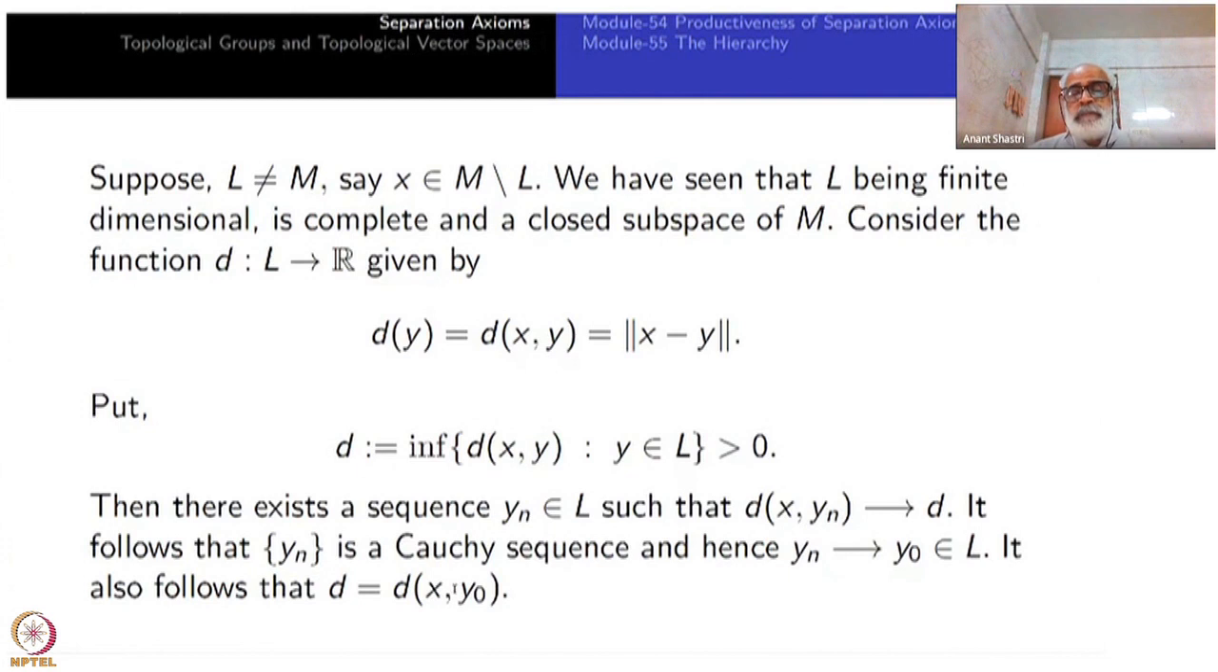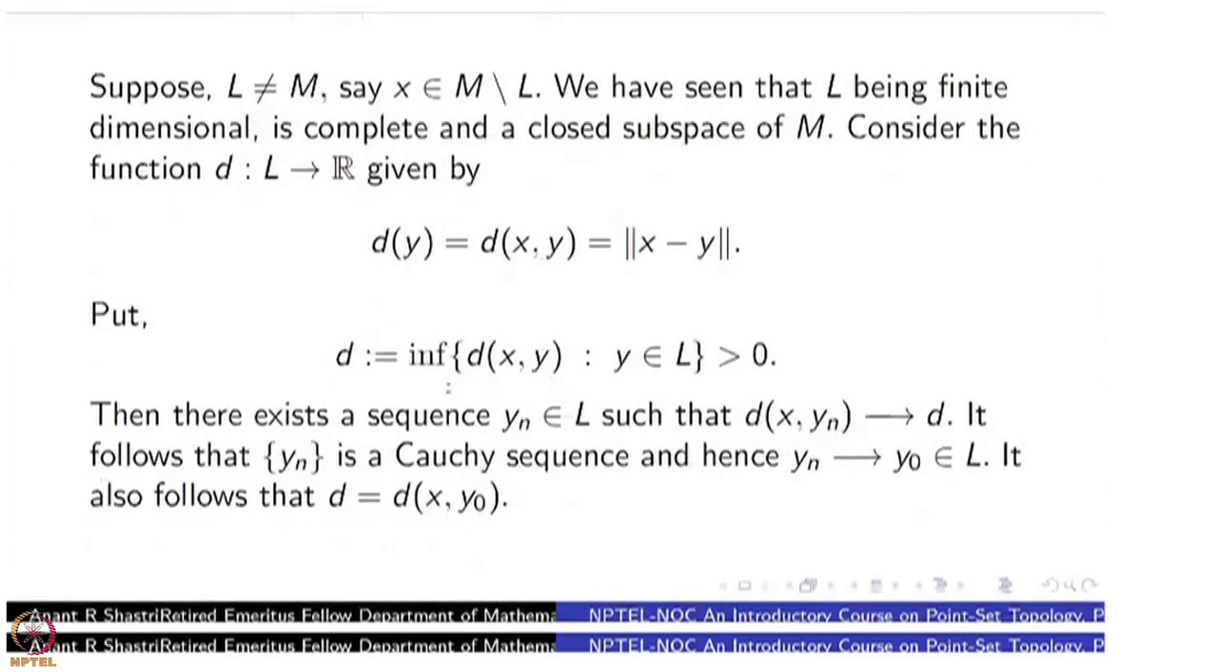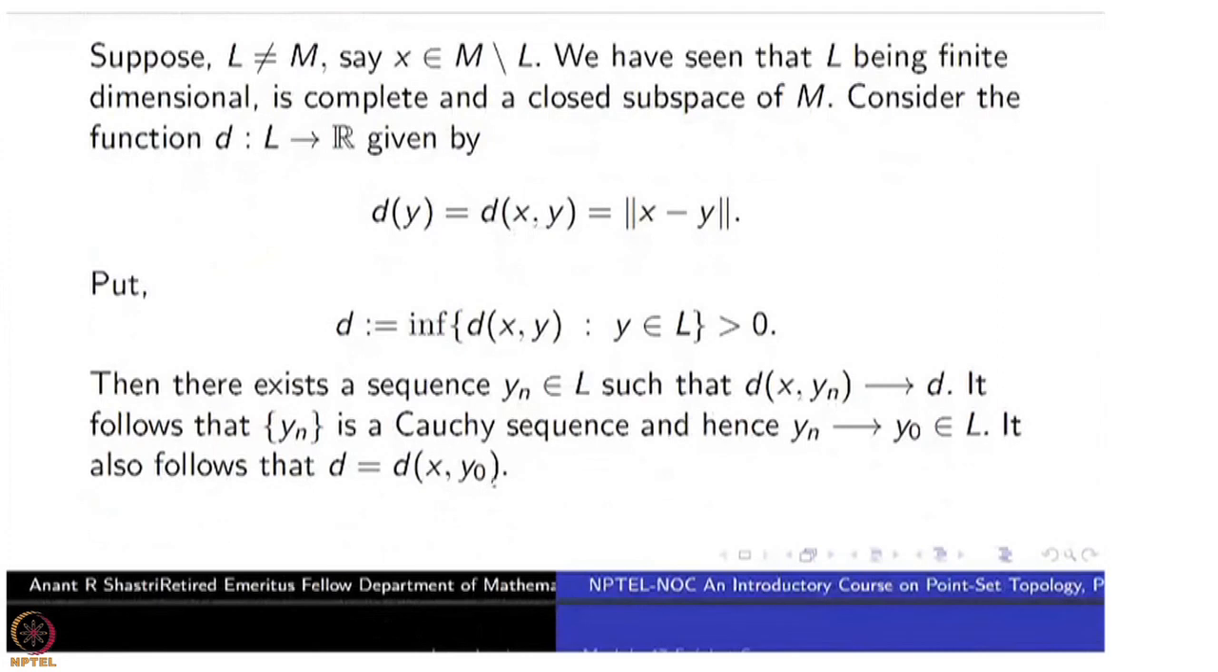All right? So in fact, now you see that this y naught as such may not be unique in general. But in this case, because L is a linear space, it happens to be unique also, but we are not interested in that part. So we have got a point such that D equal to d of x, y naught, which is the infimum.